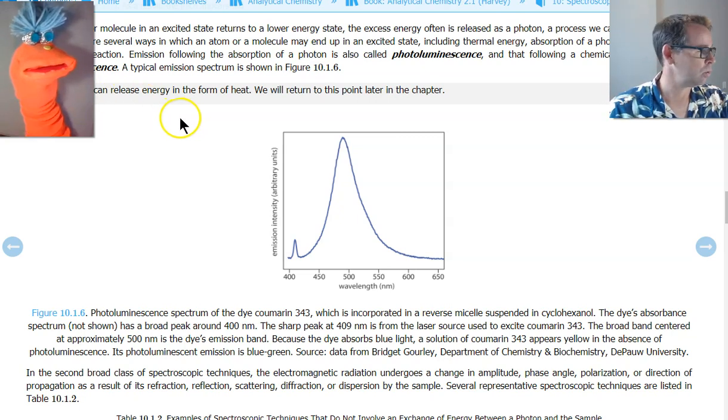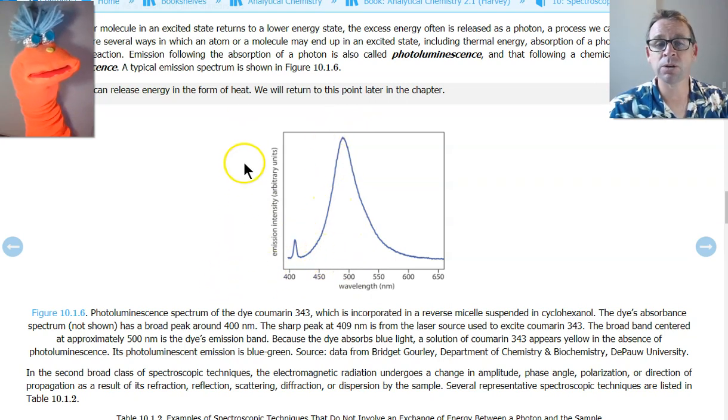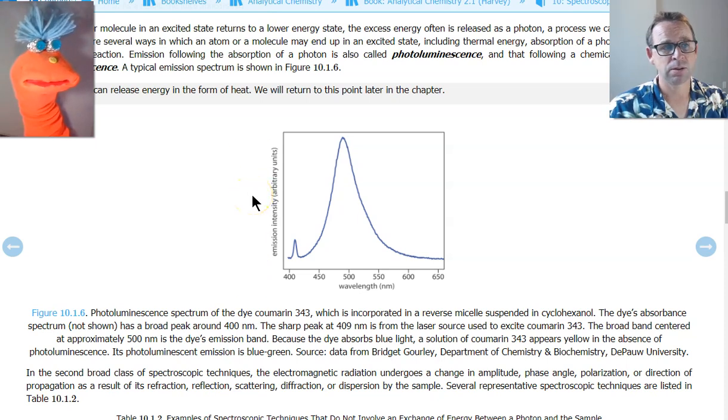Okay, so if the re-emission is at 500 nanometers, the absorption had to occur probably around 300 nanometers because that's a higher energy wavelength. Does that make sense? Yeah, that makes sense, I think. Okay, good.